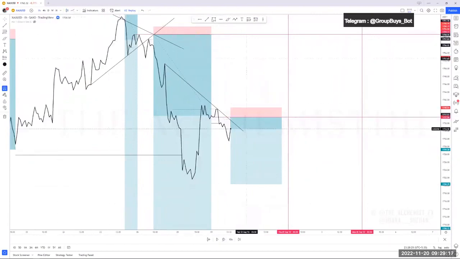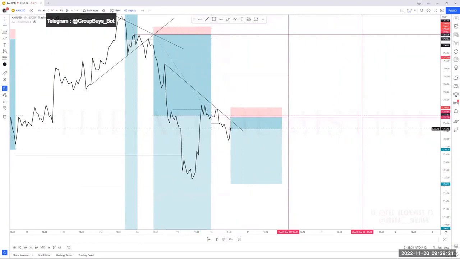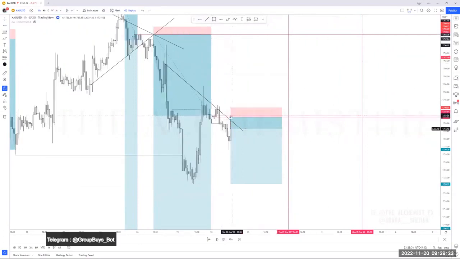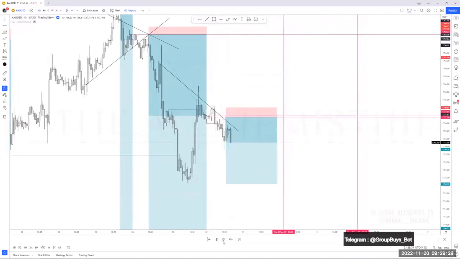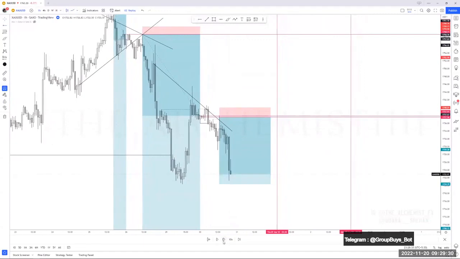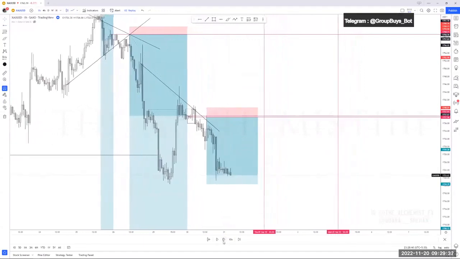How can you refine it? On the H1, what did you have? QML. See that? So maybe price goes right into that. See that? Right into that, and then, wait, there it comes. Melting. There it comes. Nice.